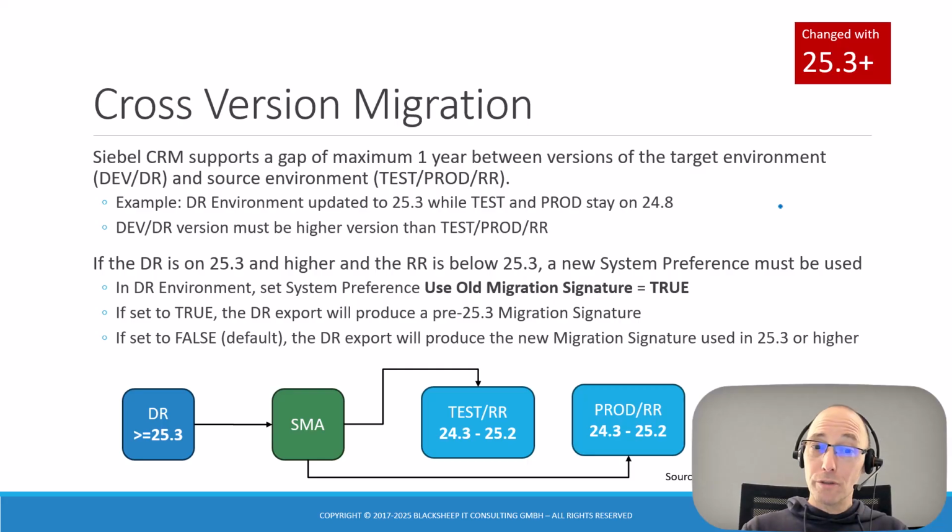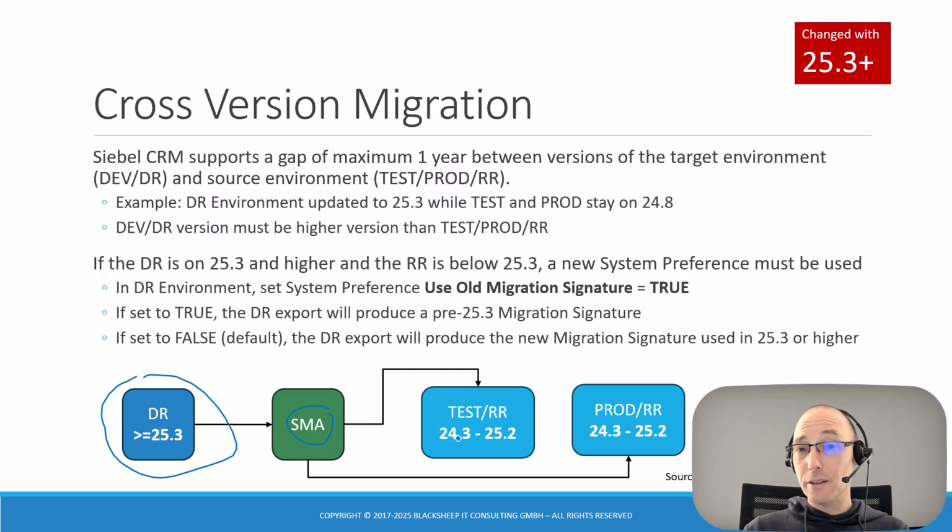And also one word of caution, if you are going beyond 25.3, so that is 25.3 or higher on your development environment. Here's the development environment that you have updated typically first, and your test and RR environments, prod and test environments, they can officially stay 1 year behind. That's the gap that Oracle supports. This is called a cross-version migration, because when you run the migration application, it takes the data from a newer release and has to fill it into an older release. And that works pretty well.